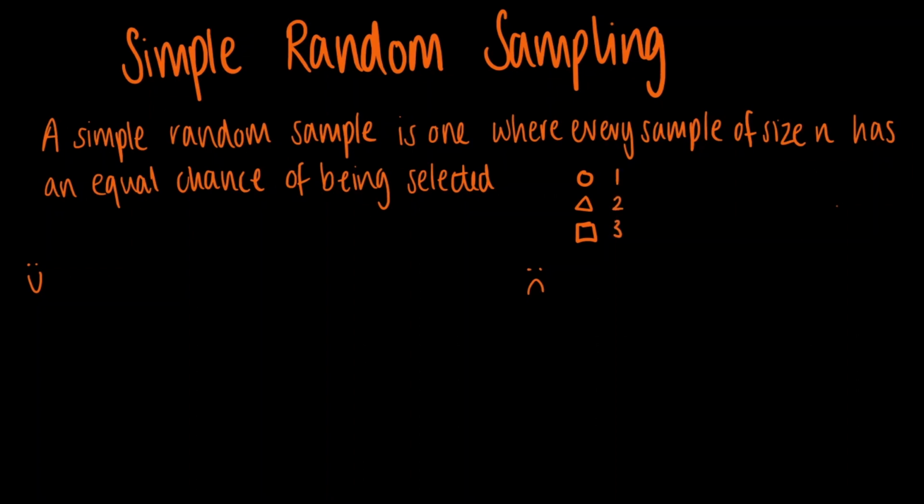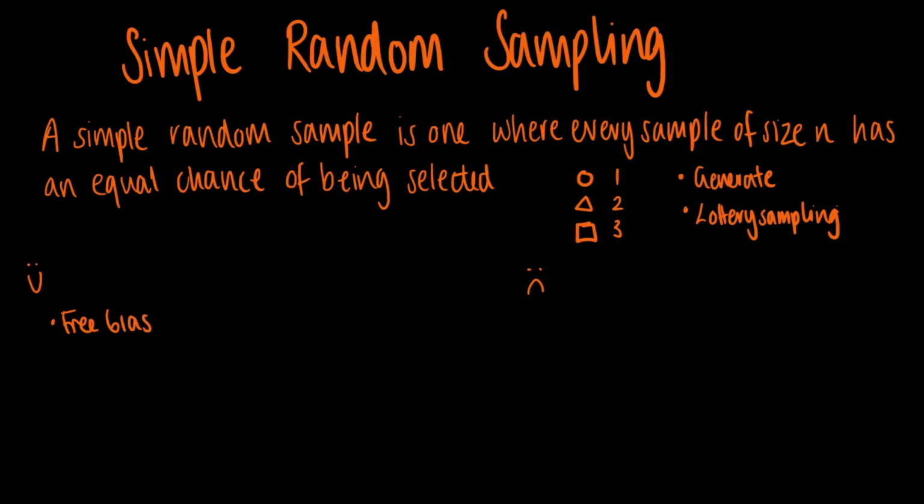There is usually a sampling frame, and in this case, we'll just consider these three shapes. Each thing is allocated a unique number. We'll just give them 1, 2, 3 here. A selection of these numbers are chosen at random. You can either generate random numbers on your calculator or your computer, or you can use something called lottery sampling, which is where you write the numbers down and you can pick them out randomly.